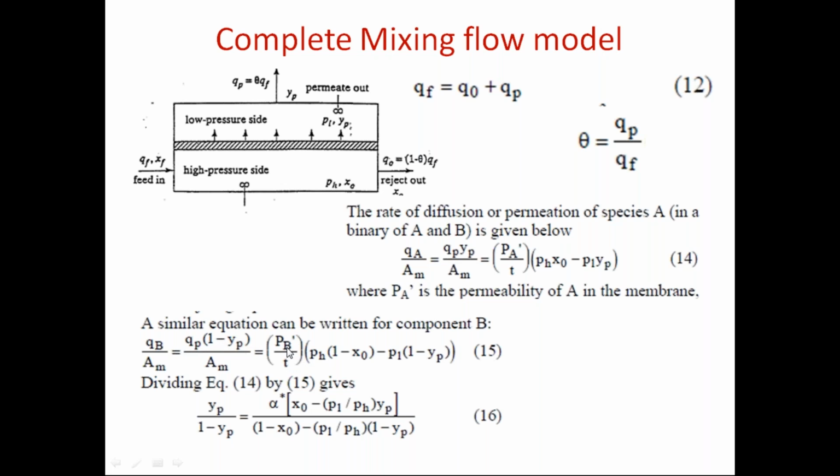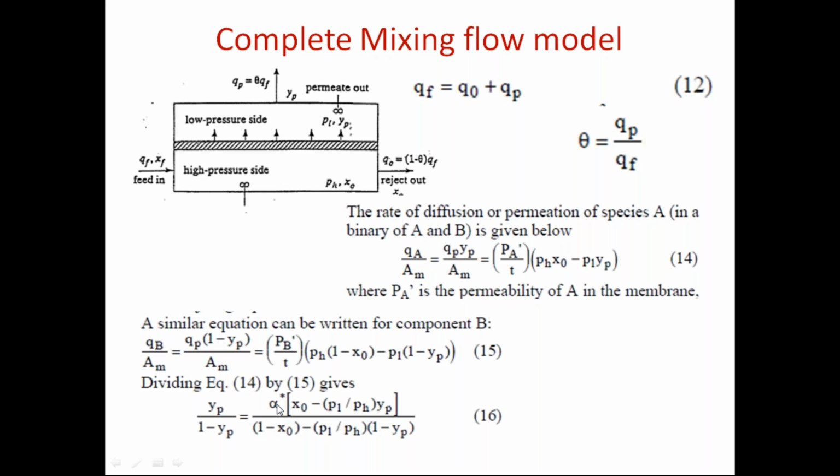Then you will have a permeability of B, and the thickness is again the same, and then this is the partial pressure of B on the high pressure side, this is the partial pressure of A, and the partial pressure of B on the low pressure side. So you will get the partial pressure difference. Then again, this will be the capacity, similar to the mass transfer quotient. Then you can write two equations, equation 14 and 15. Then dividing equation 14 by 15, you will get this equation.